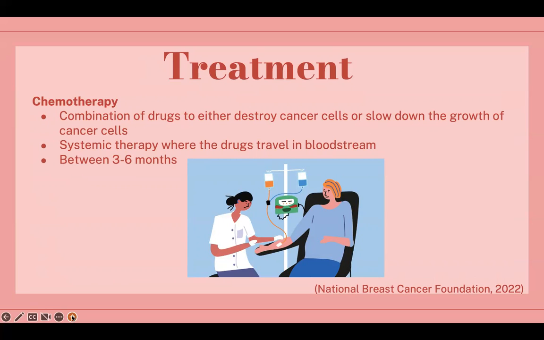The most common one that we've all heard of is chemotherapy. Chemotherapy is a systemic therapy where the drugs travel in the bloodstream. It is also a combination of drugs that either destroy cancer cells or slow down the growth of cancer cells. A typical course of chemotherapy is about 3 to 6 months, and this typically happens in the beginning of the cancer process.